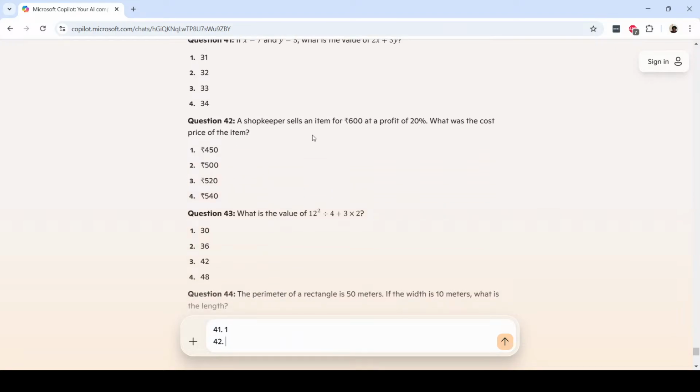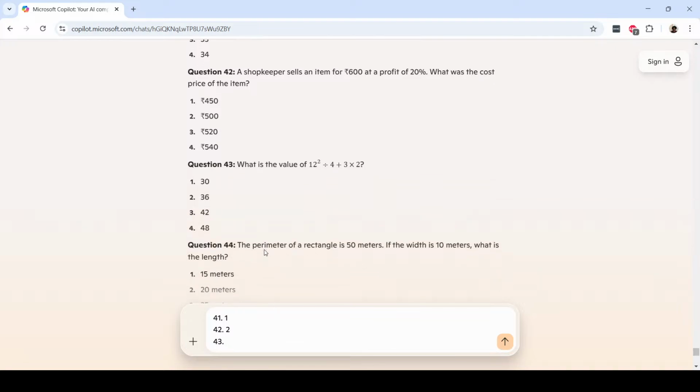A shopkeeper sells an item for 600 rupees at a profit of 20%. What was the cost price of the item? 500. What is the value of this? So that would be 36 plus 6, 42.